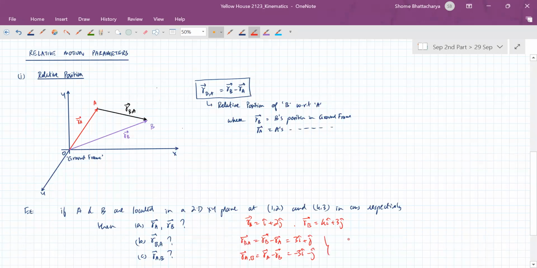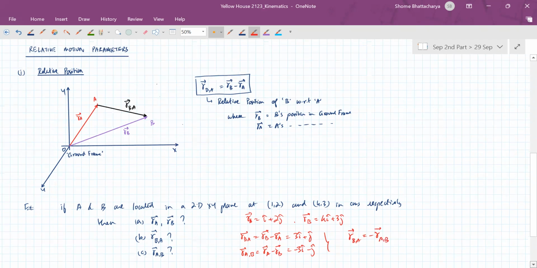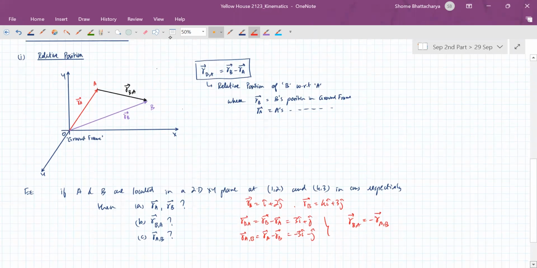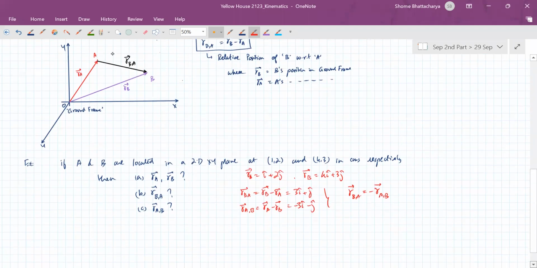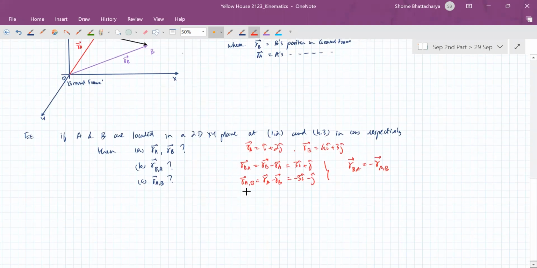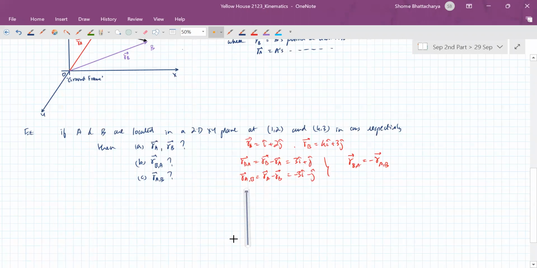So one thing you learn from here is that the position of B with respect to A is the negative of the position of A with respect to B. These two always have an equal and opposite relation. Now we can easily interpret this result by just making a two-dimensional diagram here. It will work out quite simple.